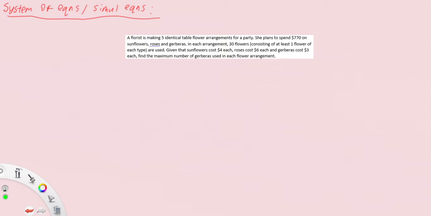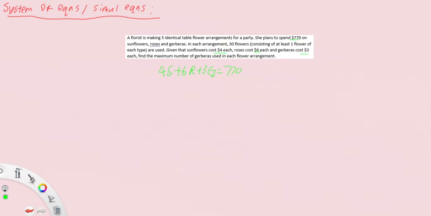So this is a system of equations question, right? Because you have 3 items and you have to find the number of gerberas. So let's make our equations. The first clue is that she wants to spend $770, and we know that each sunflower costs $4, 1 rose costs $6, and gerberas cost $3. We then have the equation 4s plus 6r plus 3g equals 770, right? So that's one equation. How about another one?